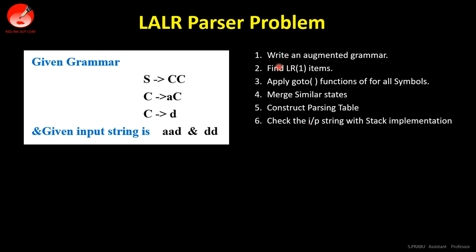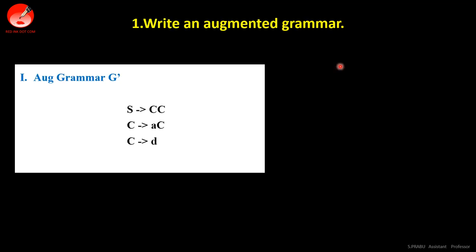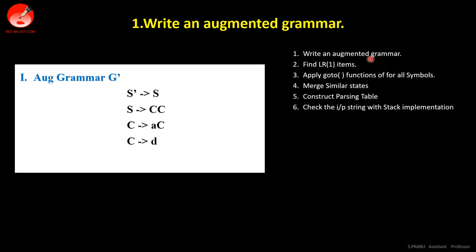The first step is to write an augmented grammar. Augmented grammar is nothing but adding a new production rule like this. So this is called augmented grammar, that is represented as G dash. So the first step is over. Then go to the second one.